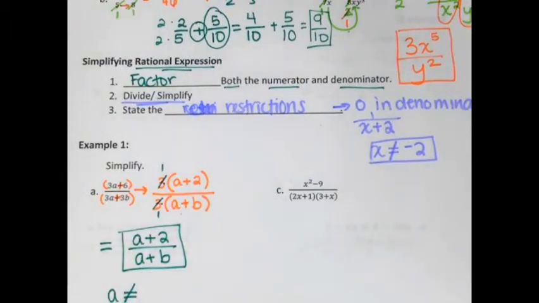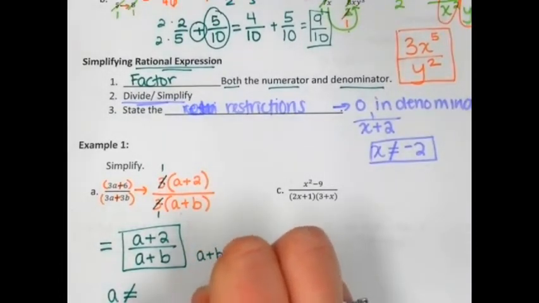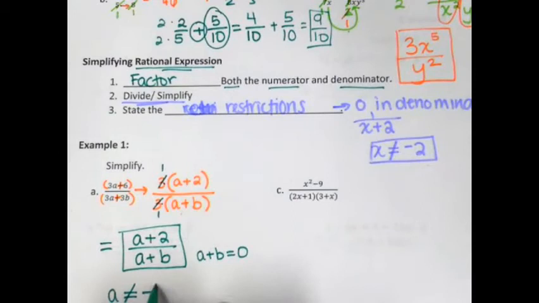What can't a equal? Well, 0 plus b, wouldn't that give me b? So remember, if our denominator can't be 0, then a can't be negative b. Or b can't equal what? Negative a. Good. We set our denominator equal to 0 and solve. Now, because there's 2 letters, we had 2 restrictions.